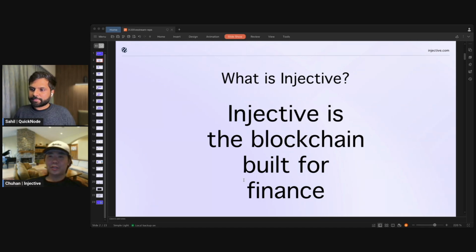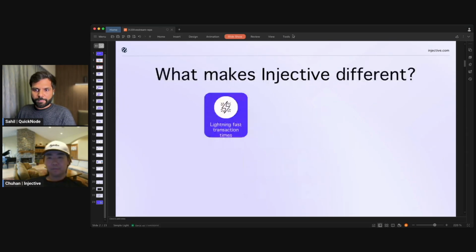Okay, let's dive into Injective and see how Injective's features support all of those points that I mentioned above. First, Injective has very fast transaction time. So you can imagine this Injective blockchain can confirm, process, and execute your transaction in under 1 second. So it's really fast compared to other blockchains like Ethereum or Bitcoin, which are very slow.